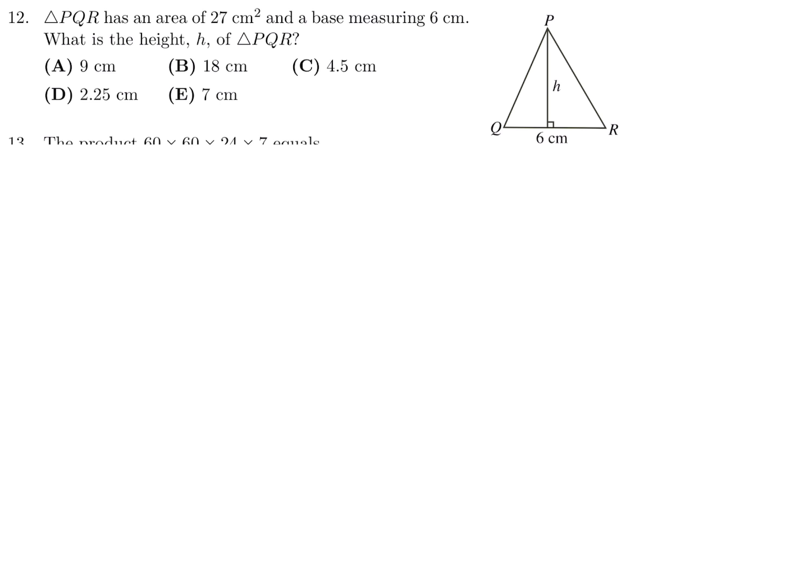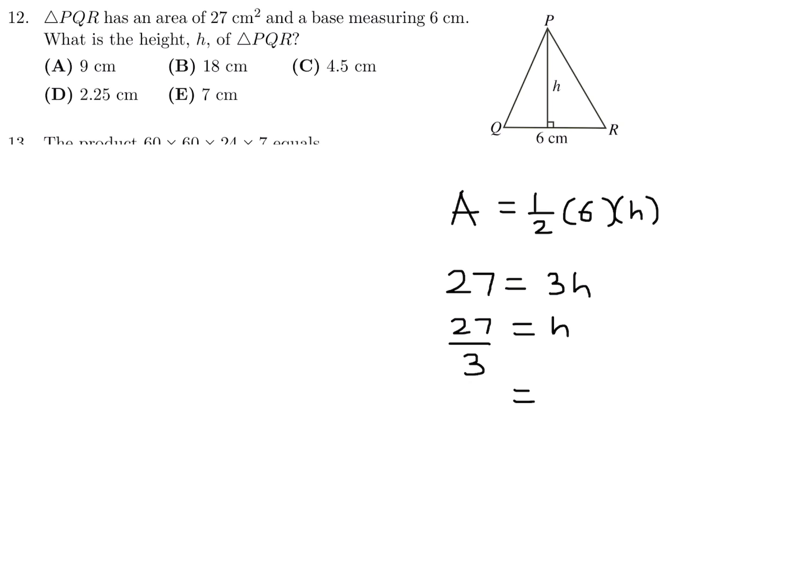PQR has an area of 27 centimeters squared, and the base is 6. What is the height of PQR? The area is 1/2 base times height. The base is 6, and the height they have represented as h. They tell you the area is 27, so this becomes 27 is equal to 3h, and therefore h is 27/3, and that means h is equal to 9. So number 12, the answer is A.